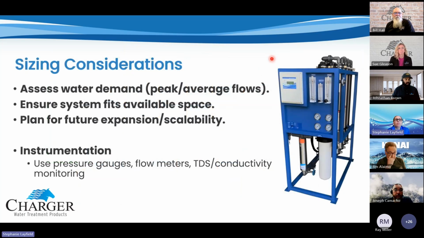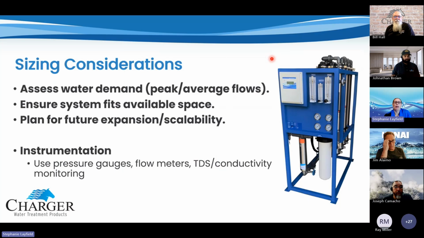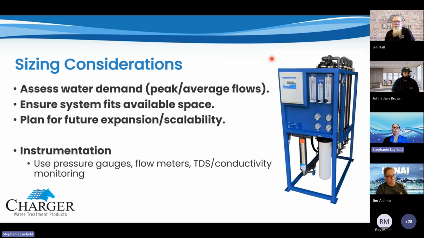So we mentioned most of these. Whenever we're looking at sizing, how large of a system do we need? First, we need to assess the water demand. How much water do we need? How quick do we need it? It's like, we need 20,000 gallons, but we need it all within these 4 hours. That's a big difference from just being able to produce it slowly all day long as you're using it.